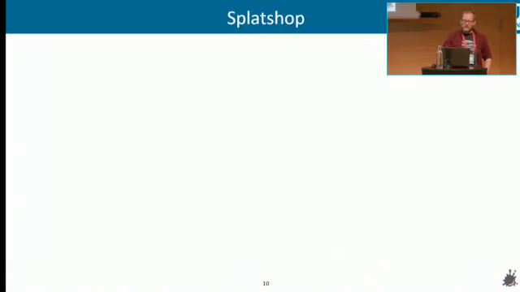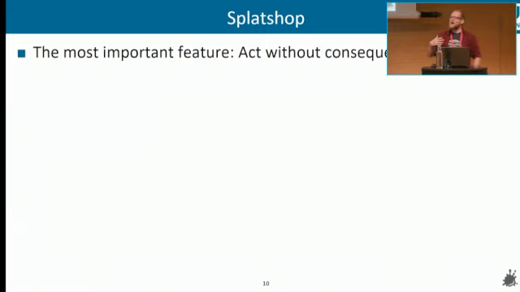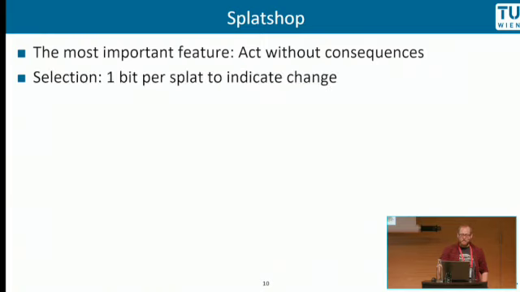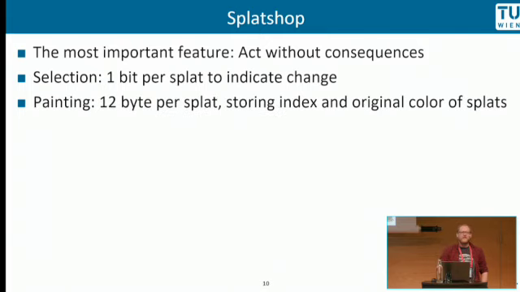So we looked at how we can do this efficiently, how much performance it takes, and how much memory. The easy case is selection. If we select something and want to undo it, we just need a splat mask, a bit mask of 1 bit per splat, that indicates whether the splat has changed or not, and that's how we can undo and redo that. For painting, we need a little bit more memory, so 12 bytes per splat for the index of the splat that has changed and the original color value.